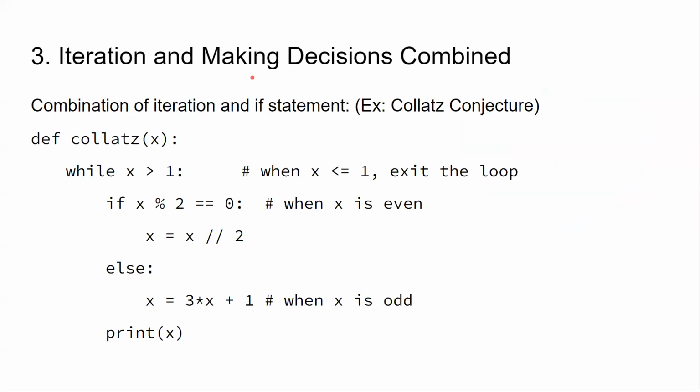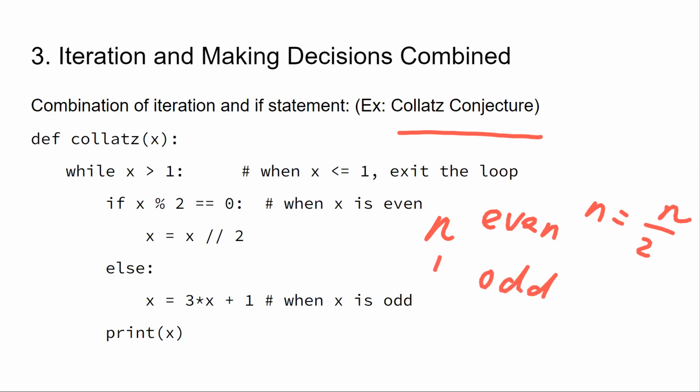Okay, so iteration and making decisions combined. Here's a combination of iteration and if statements. We have a very famous one called the Collatz conjecture. The logic is that if a number n is even, n becomes half of it, and else if it's odd, it becomes 3n plus 1. Usually, when the number is greater than 1, it will end up with 1 eventually.